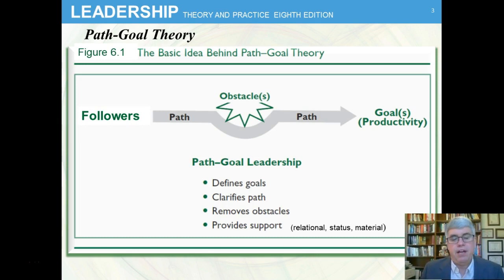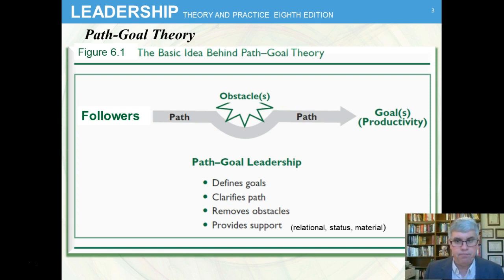We're saying what's appropriate for the situation. So here's the first basic idea behind the path-goal theory: you've got some followers here, and you want them to achieve some goals. And that's the idea of leadership, helping followers achieve some goals. What you need to do is get them on the path to achieving that goal, making sure that they go around obstacles and that they stay motivated the whole time to achieve those goals.